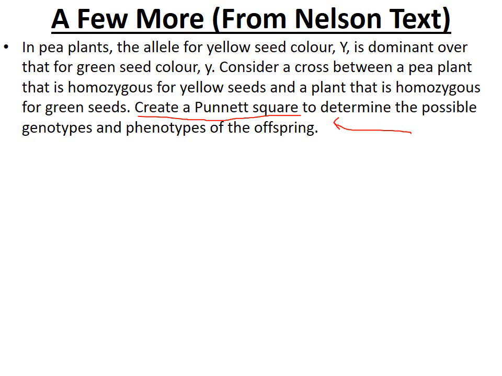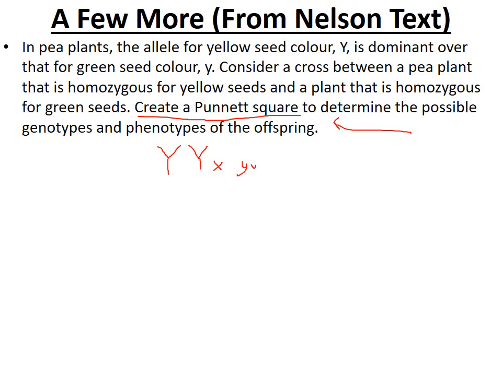So we have a pea plant, the allele for yellow seed color, Y, is dominant over that of the green color, little y. Consider a cross between a pea plant that is homozygous for yellow, so big Y, big Y, and a plant that is homozygous for green seeds, little y, little y.